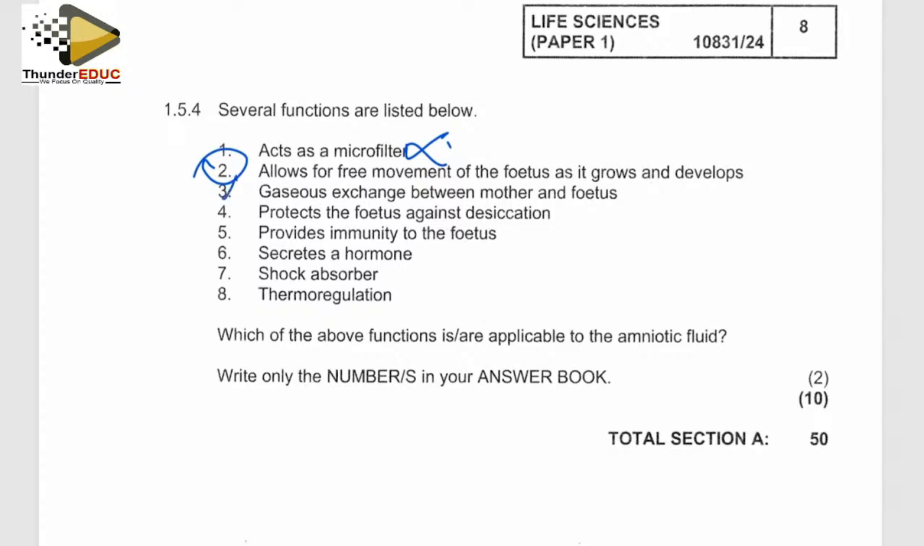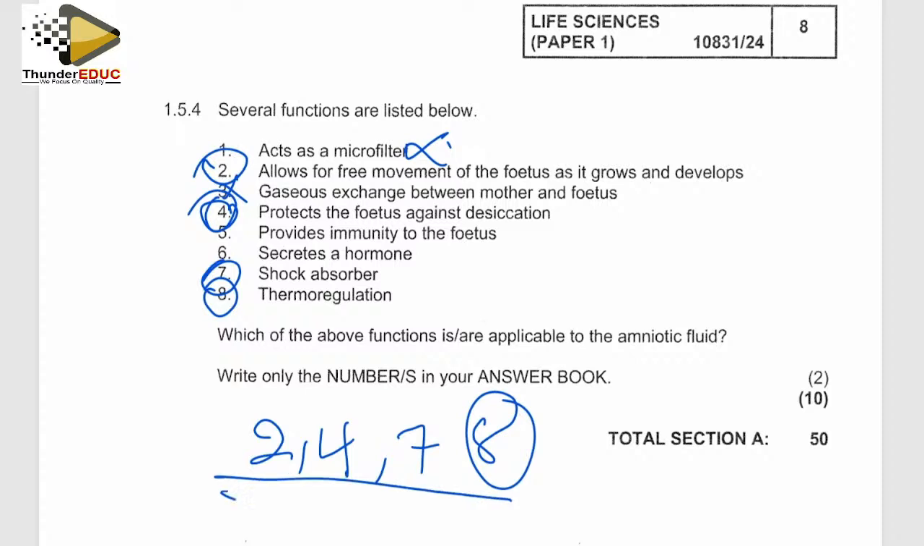Gaseous exchange for the fetus? No. They're saying that it protects the fetus from desiccation. Yes, this is correct. Provide nutrition? No. Secretion of hormone? No. Shock absorber? Correct. Thermal regulation? Yes, correct. So the answer is 2, 4, 7, and 8. So these are the functions.